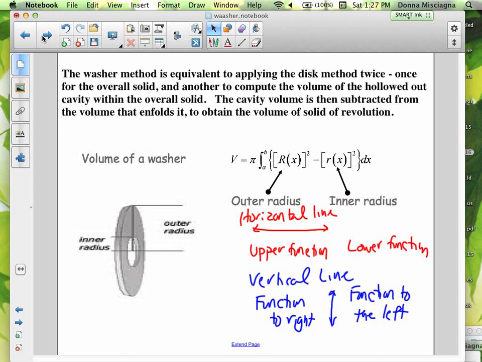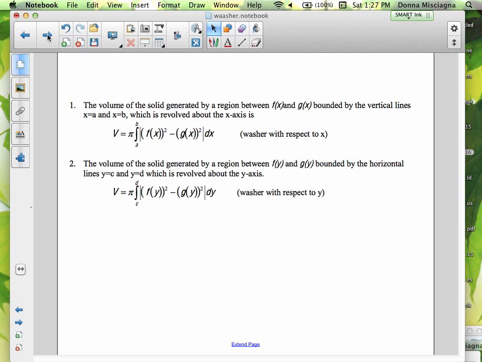So the volume of a washer is going to be pi times the integral from a to b of R squared, where R is the outer radius, our upper or outer function, minus little r squared, where that's the inner radius, the lower function. So if we're integrating with respect to x, it's going to be upper function minus lower function. If we're integrating with respect to y, it's going to be function to the right minus function to the left. It's the same thing, you just change the formula for the radius.